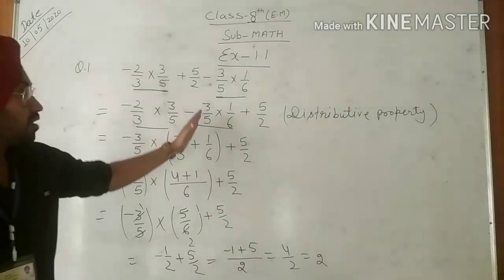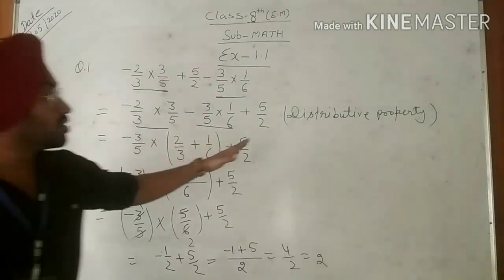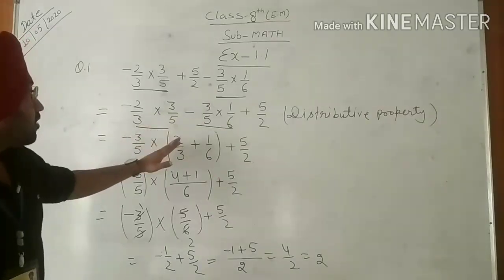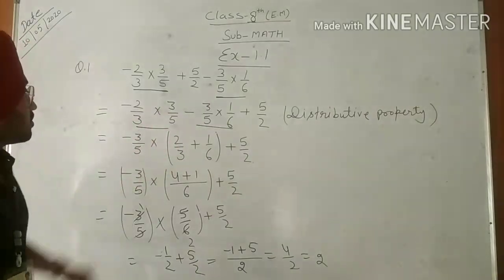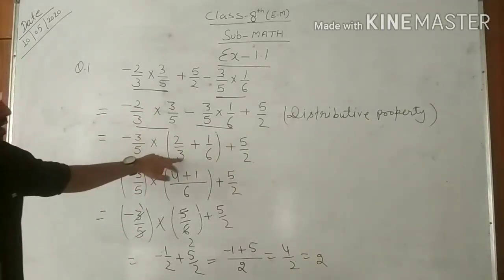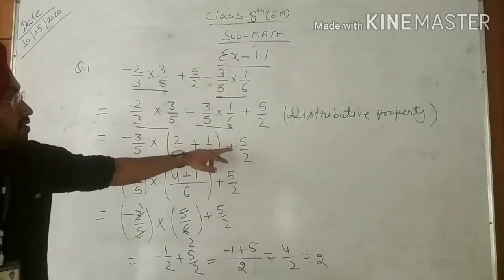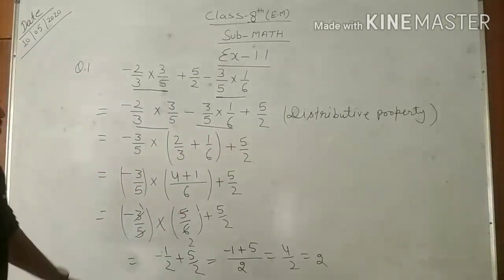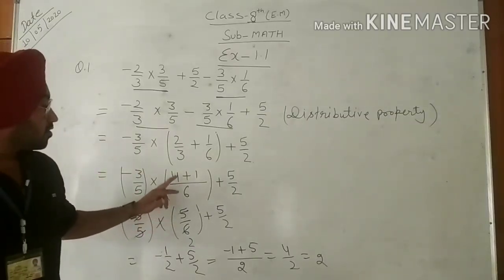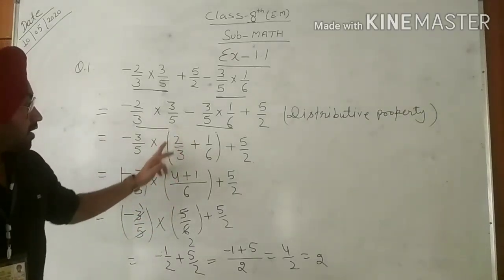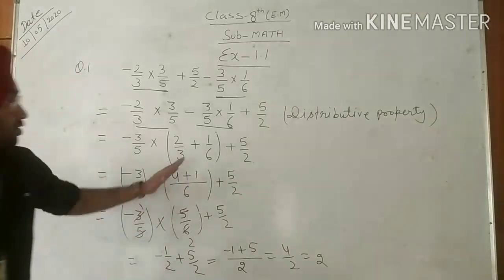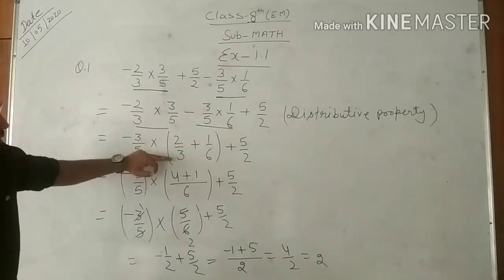Now in both terms, 3 upon 5 and 3 upon 5 is common, so we use distributive property here. We take minus 3 upon 5 common from both terms. By taking minus 3 upon 5 as common, we get 2 upon 3 plus 1 upon 6 and then plus 5 upon 2. Here minus 3 upon 5 multiplied by, we take LCM of 3 and 6 here. 3 और 6 का हम यहाँ पर LCM लेंगे.